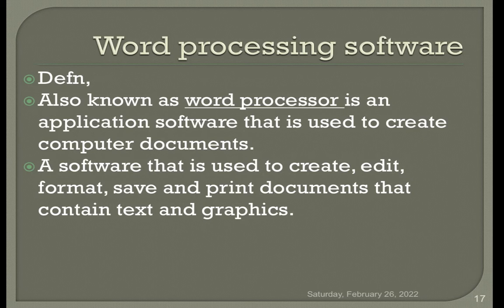The first one is a word processor, which can also be called word processing software. That software is used to create, edit, format, save, and then print documents that contain text and graphs. The application itself does not print, it is the printer that prints, but we use some features there to print the document.